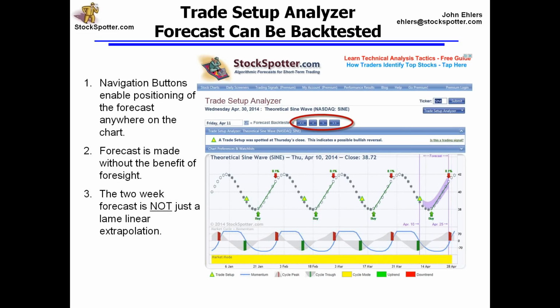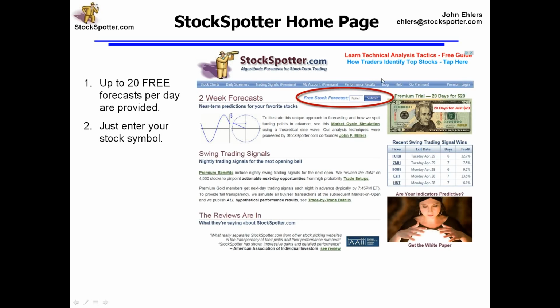So that's how it works on a theoretical waveform, and what I have is the ability to do any ticker in our database. We have about 5,000 stocks, and you can just put your own ticker symbol in here from our home page. It's free, and you can examine up to 20 stocks a day, including SINE if you want to play with that one. So all you've got to do is enter your stock symbol and see the prediction for yourself.